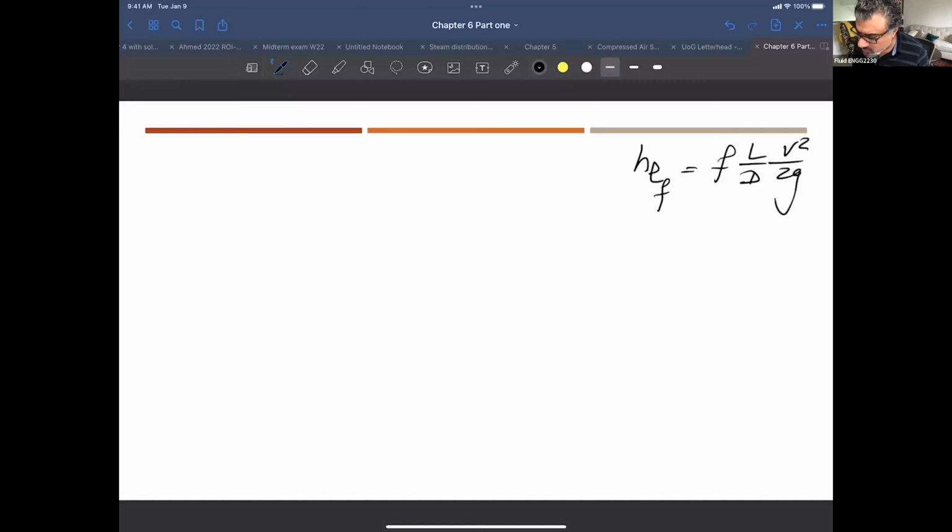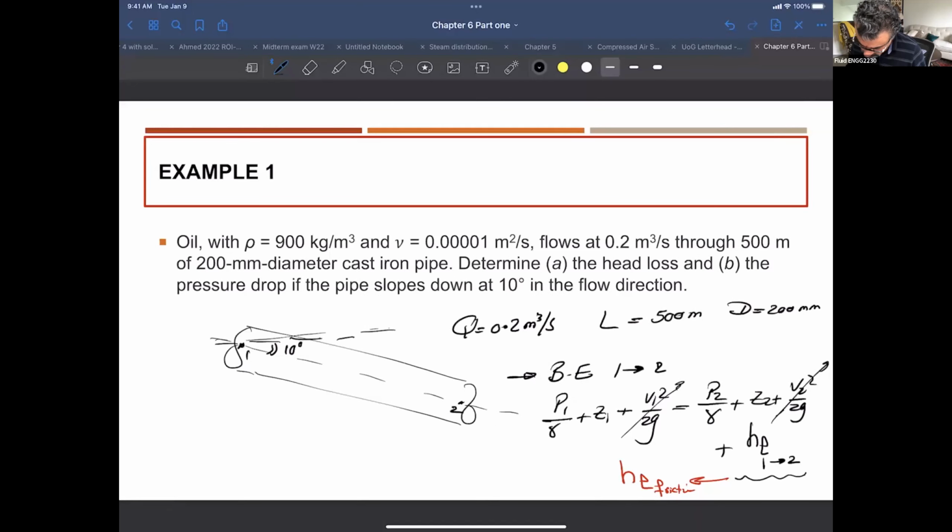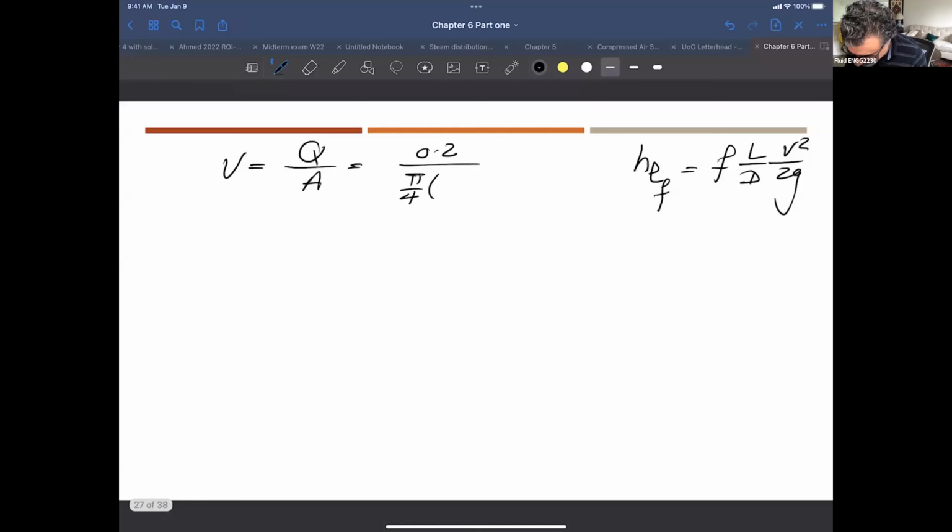So the first thing that we have to do is find out the velocity. The velocity here is Q over the area, right? Q is 0.2, and the area is pi over 4 times the diameter, which is 200 millimeters, so 0.2 squared. If I find this value, it is basically 6.4 meter per second. So this is the velocity. To find out the Reynolds number, because I need to know if this is laminar or turbulent, it's V d over nu.